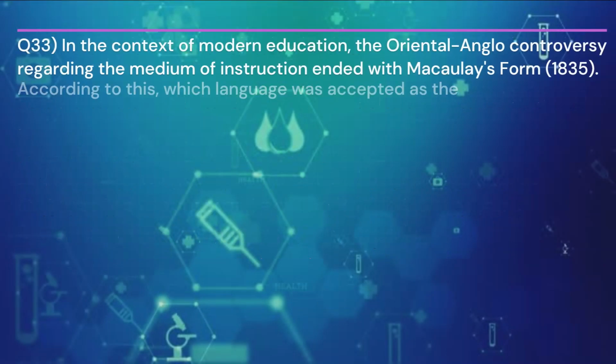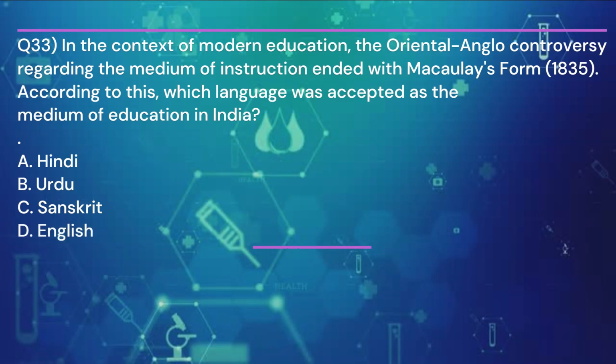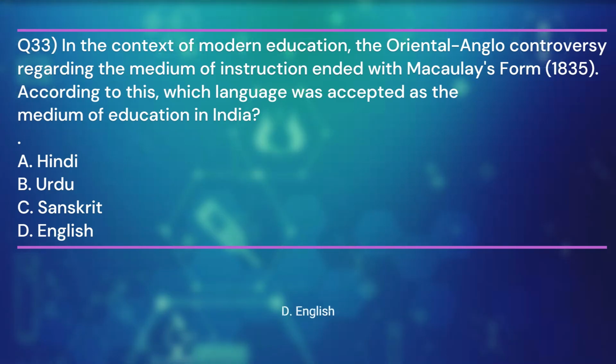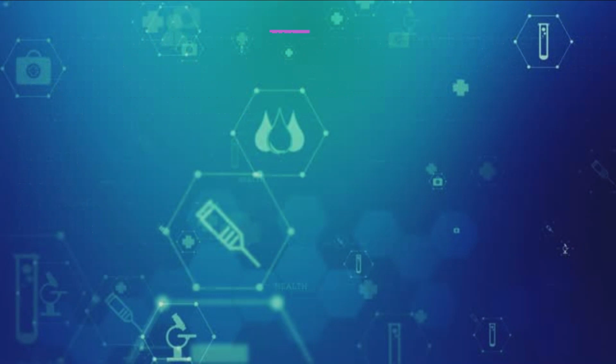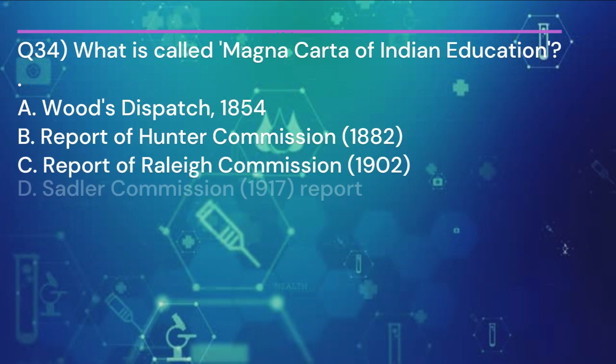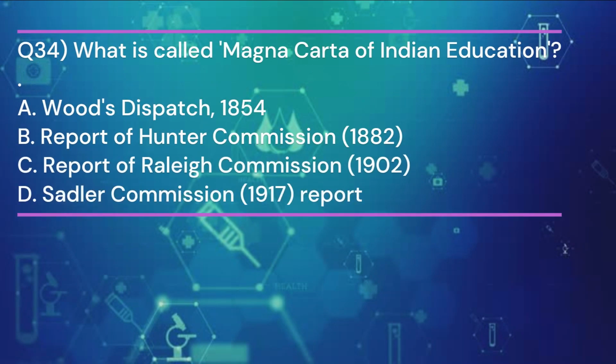Question 33. In the context of modern education, the Oriental-Anglo controversy regarding the medium of instruction ended with Macaulay's Minute, 1835. According to this, which language was accepted as the medium of education in India? And the answer is D. English.